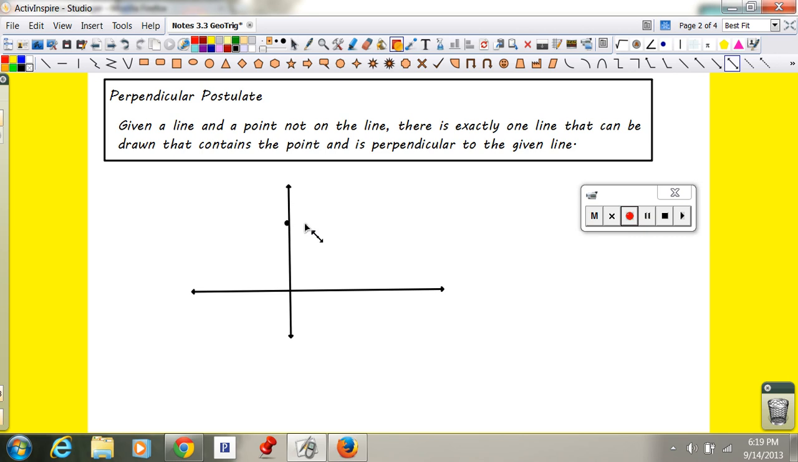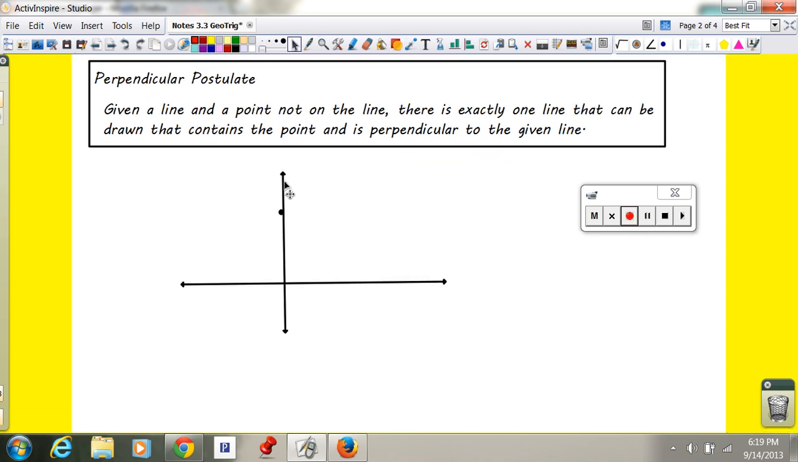There's only one line that I could put in here that would make it perpendicular and also go through this point. If that's 90 degrees, and I was to move this at all, it's not going to be perpendicular anymore, and it may not even go through the point. So there's only one line that I could draw that's perpendicular to this line and goes through that point.